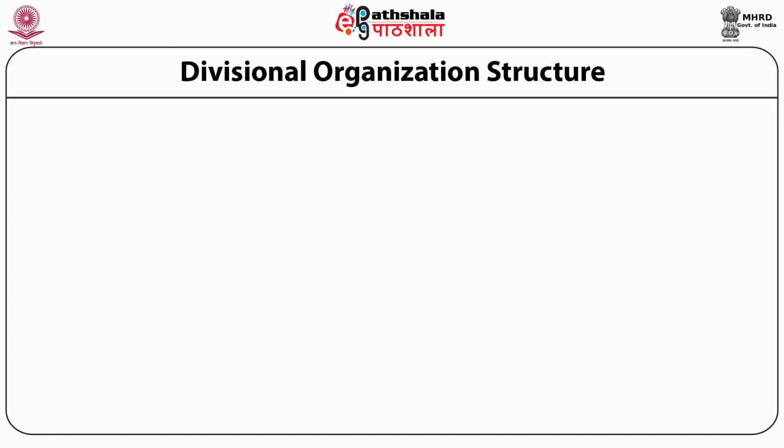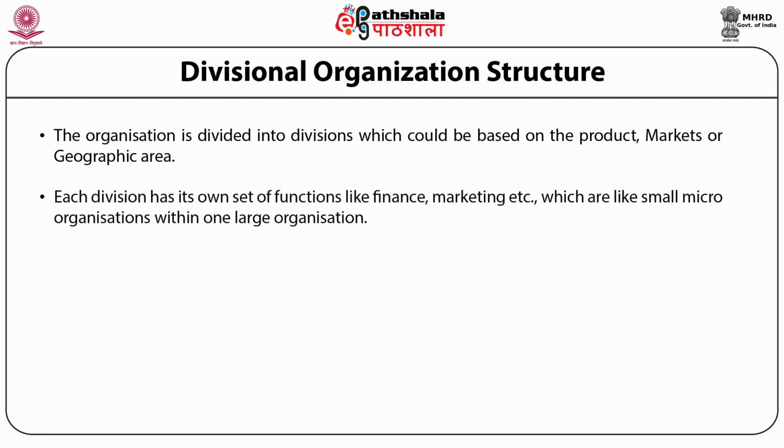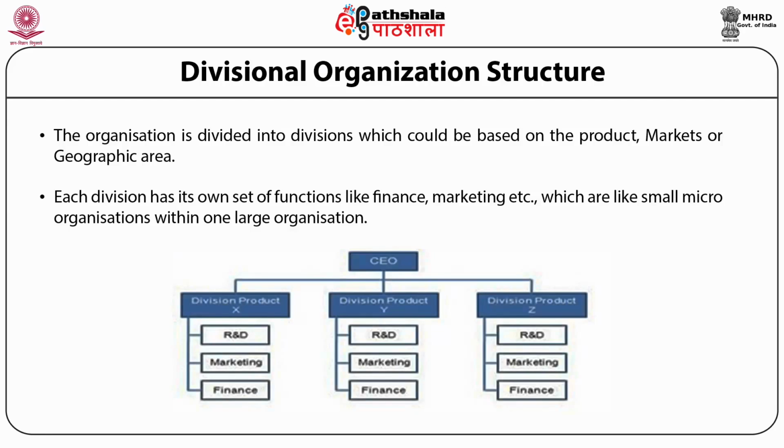Divisional organization structure. The organization is divided into divisions, which could be based on the product, markets, or geographic area. Each division has its own set of functions like finance, marketing, etc., which are like small micro organizations within one large organization. In this slide, you can see the diagram of it, that under a CEO, the company is divided according to the various divisions.